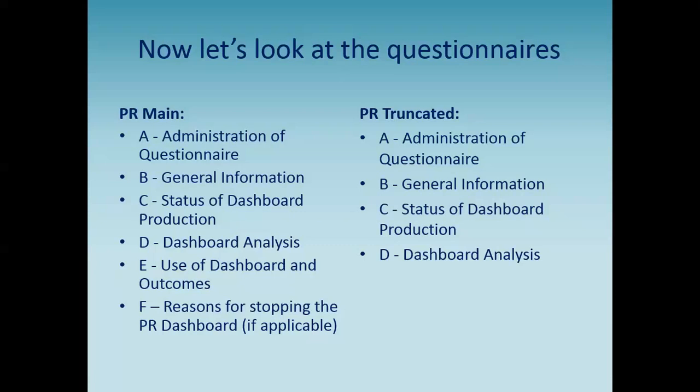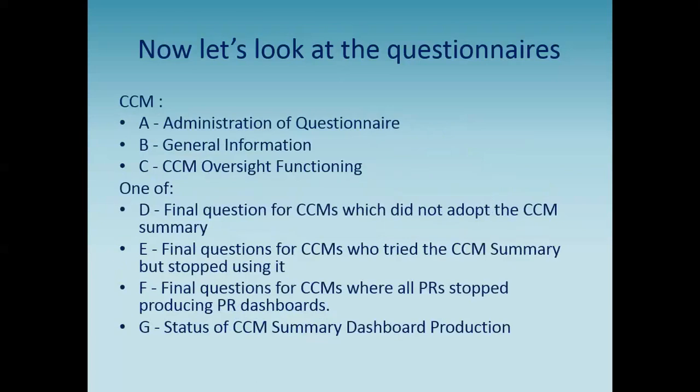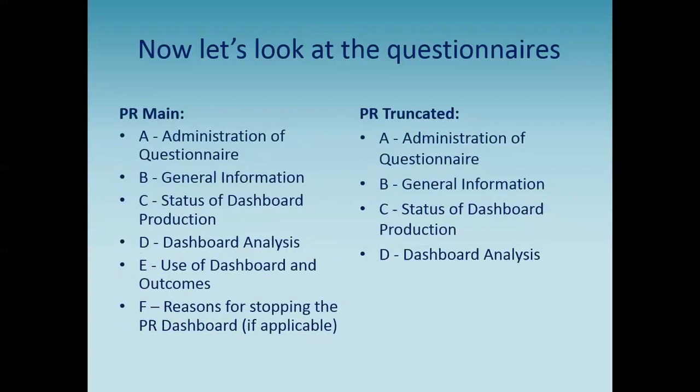And in the PR main section, you have C, D, E, which will be answered by all PRs. F is a section where you talk about why, if the PR has stopped making the dashboards, what are the reasons. So there's a logic in the questionnaire, and that you will understand when you see it. As I said before, the PR truncated questionnaire is forward-looking and looks at how the PR is planning to use the dashboard.